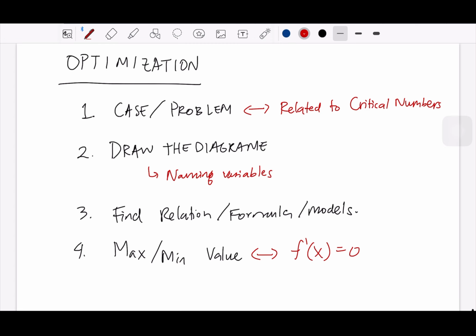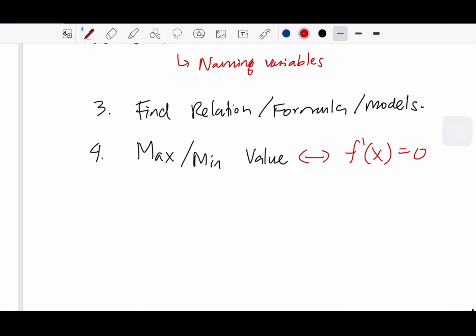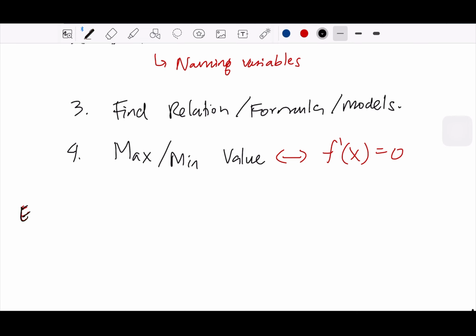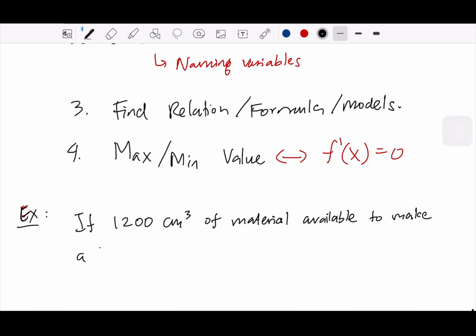Okay, before we go through examples that may require some definitions and understanding, let me give you a simple process on how to relate all these four steps to our question. Let me write an example here, a simple example to describe these four. So if we have this much centimeter cube of material available to make a box with a square base and an open top.